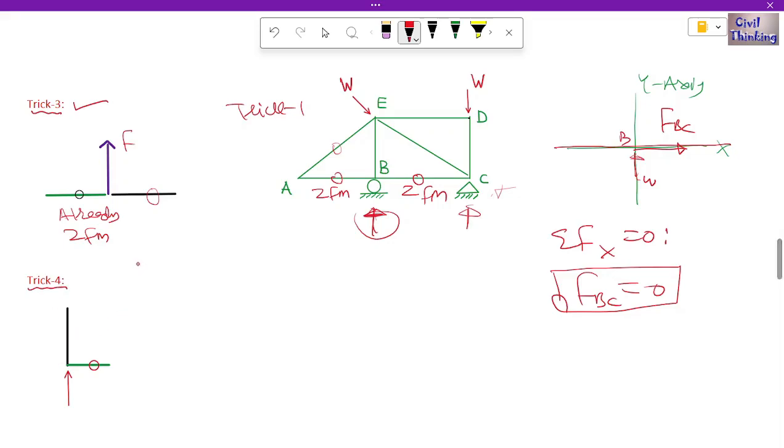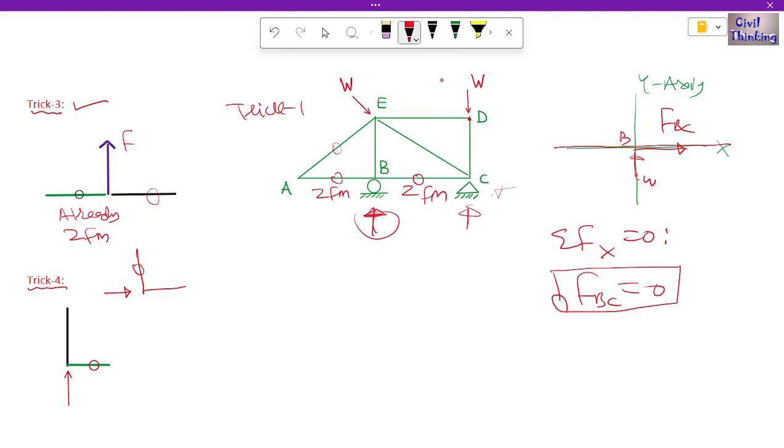Here the two members were like L, right? Capital L. Okay, we had one member, for example, with the force along it like this, and then the other member was a zero force member. Now let us see this pattern here. You can see joint D. You can see the trick 4 pattern is already found in joint D, right?